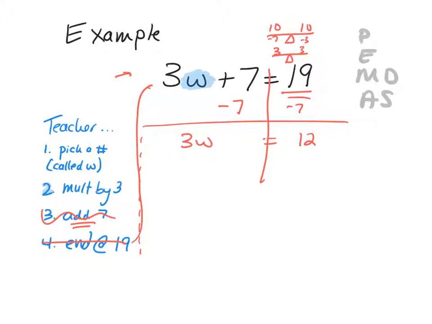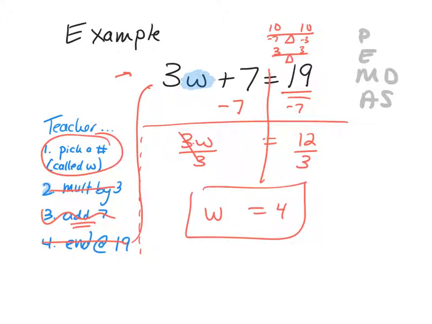So if they multiplied by 3, I don't want W multiplied by 3. I would unmultiply it, or in other words, undo it by dividing both sides by 3. So after I undid that, I should be at a number called W, and I am.